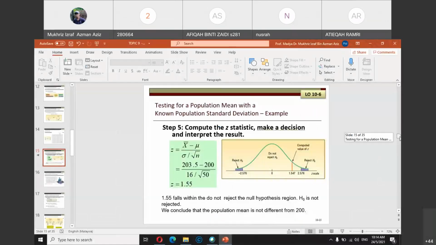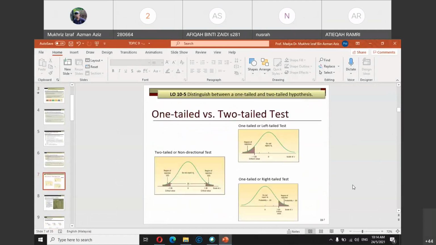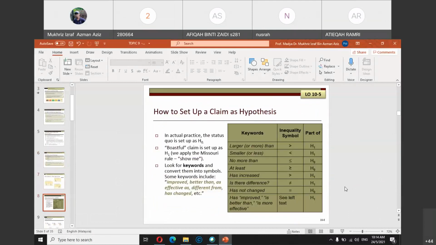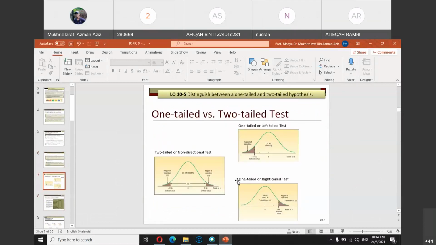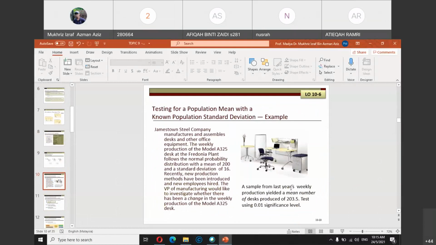So from what we have discussed, I will just quickly glance through what we have covered. We have defined what is one sample, what is the null hypothesis and alternate hypothesis. I showed you what is a one-tailed test and what is a two-tailed test and how to correctly construct your H1, given the keyword or the clue from the statement.